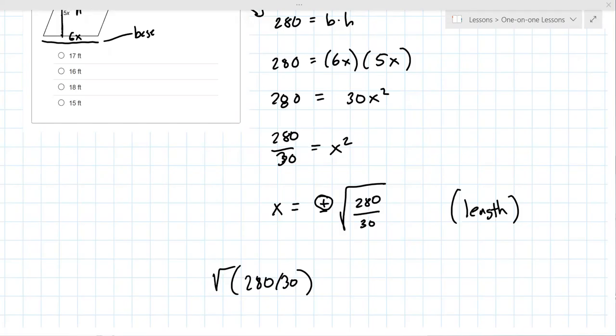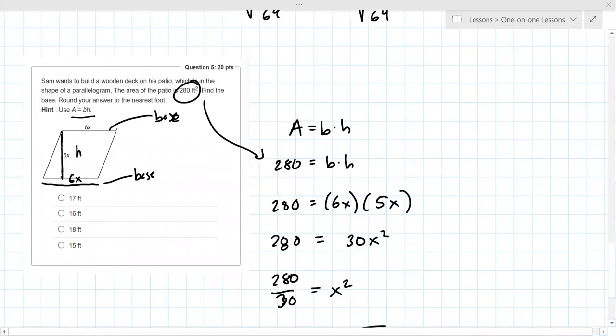What is the question asking here? The area, find the base. And which quantity represents the base? The bottom part of the patio. That's true, but I'm asking which quantity. Quantity means which expression represents the base. X. No, X is just a variable. What did we use here for the base and here for the height? You put in parentheses 6x. Okay, so 6x represents the base. Yes. What represents the height? 5x. Great.